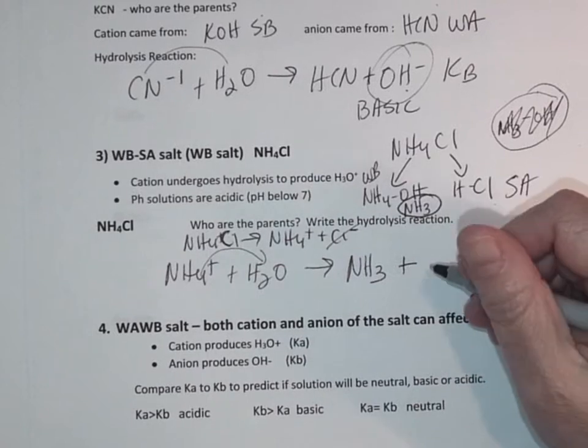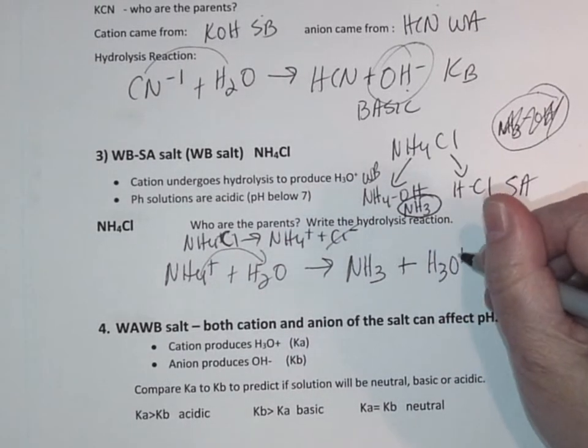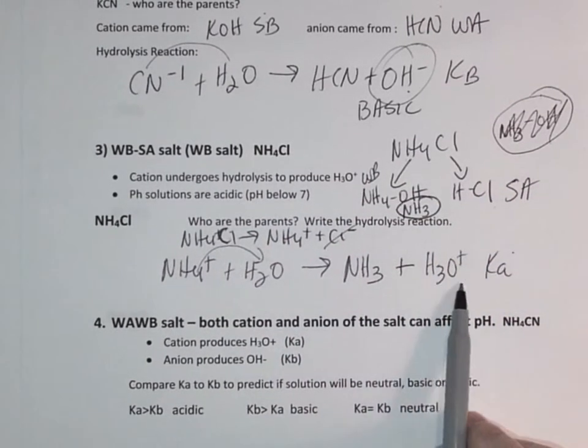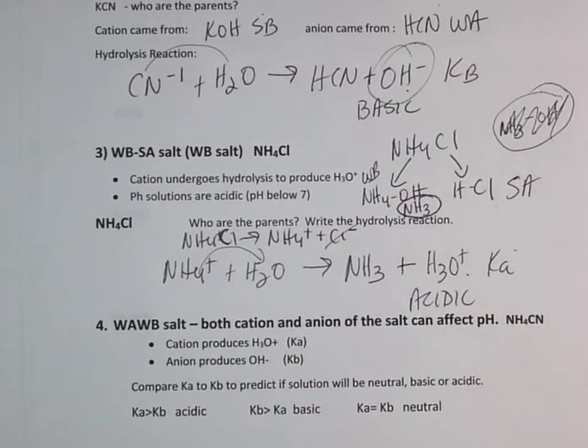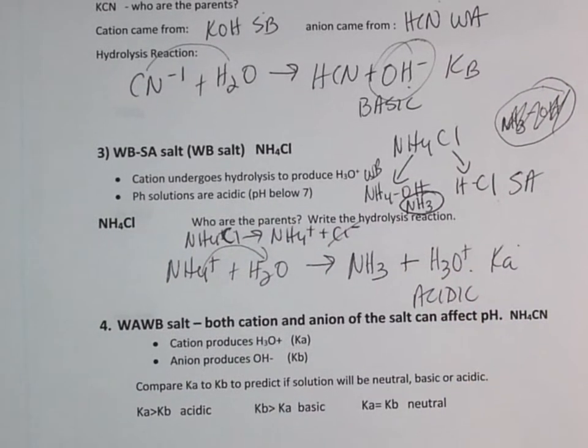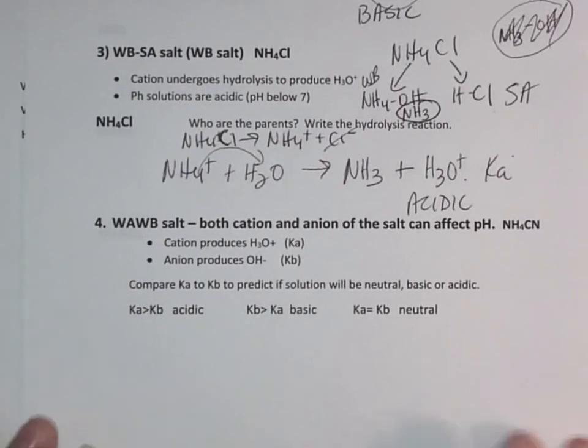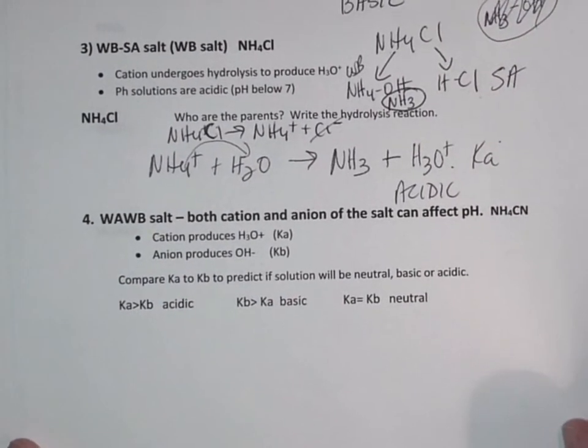So we have an NH3 plus H3O plus. Boom, I need a Ka because it made a hydronium. I know that it's going to be acidic. That's how I get there. Okay. Let's look at really kind of a special type of a salt.